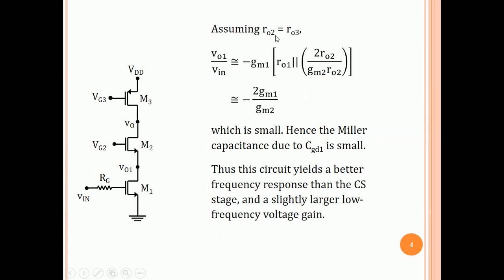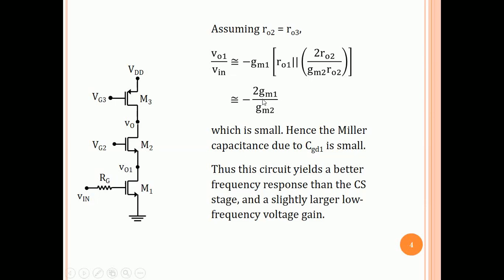Now if we assume that RO2 and RO3 are equal just for the sake of simplification, then this becomes 2 RO2 by GM2 RO2, the ROs cancel, giving 2 by GM, which is much less than RO. Therefore this gain is minus 2 GM1 by GM2, basically a ratio of 2 GMs. The ratio of 2 GMs is typically of the order of 1, especially if both of them are NMOSes connected in a cascode. So this gain is small, roughly around 2.